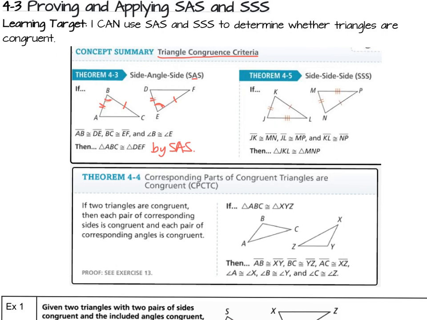Another theorem option for us today is called SSS, and that's side, side, side. If you can match up the three sides in any given triangle to consecutive sides in a second triangle, then the two triangles are congruent.